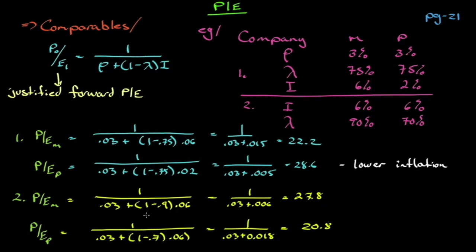So company A can justify a higher PE because of its greater ability to pass through costs. So this is the result of higher pass-through. So we can see that lower inflation and higher pass-through will justify higher PE. So you must pay attention to inflation.